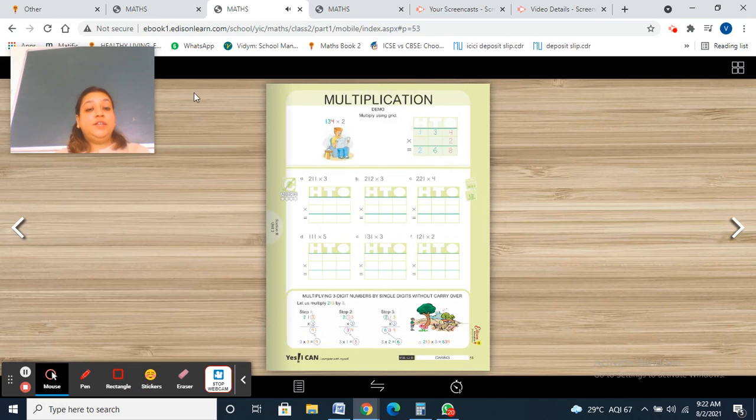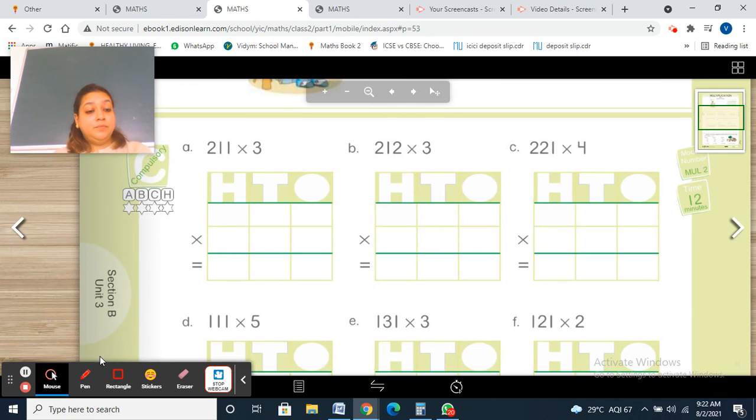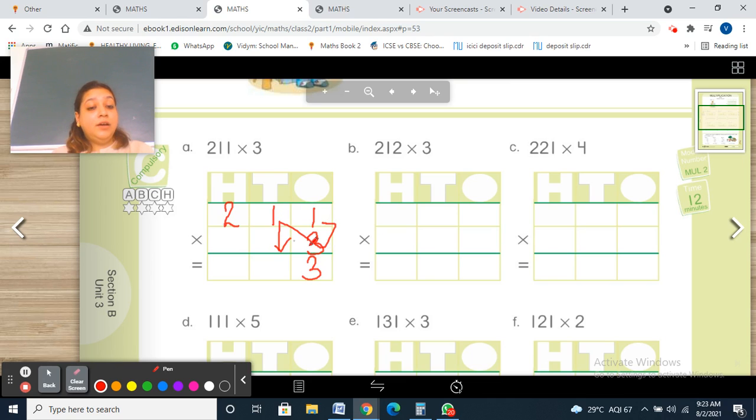Now page number 53. 211 multiplied by 3. So first of all, you're going to multiply 3 with ones. 3 ones are 3. Now with tens, answer will come here. 3 ones are 3. Now with hundreds, answer will come here. 3 twos are 6. Means you are adding 211 three times. And your answer will be 633.